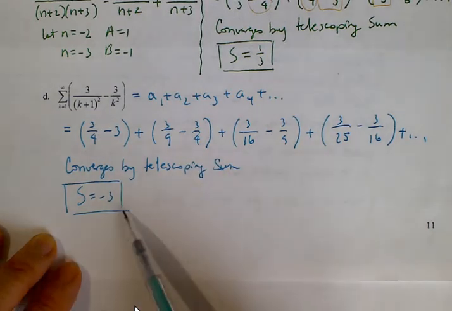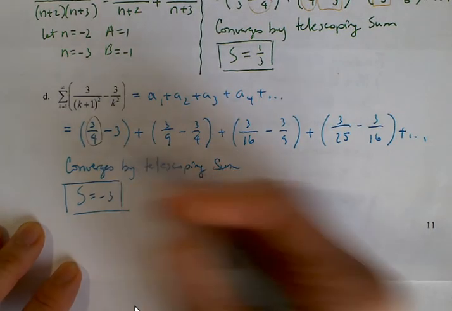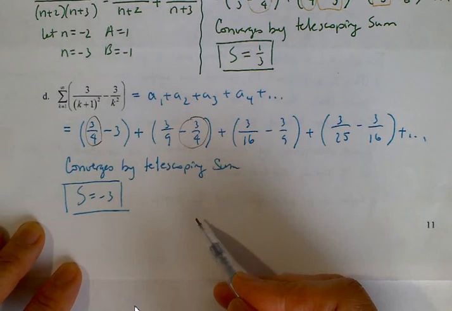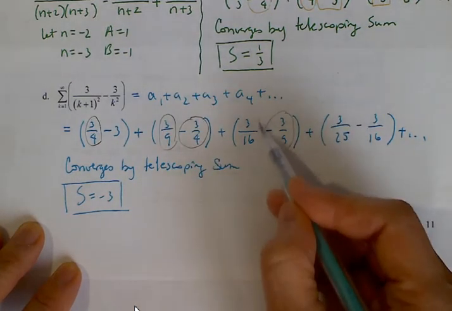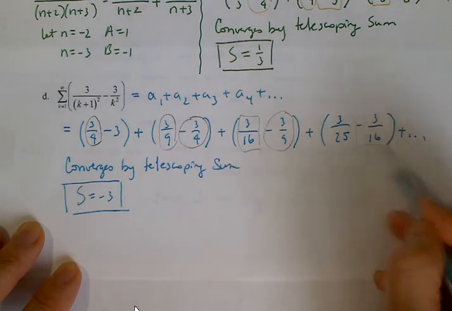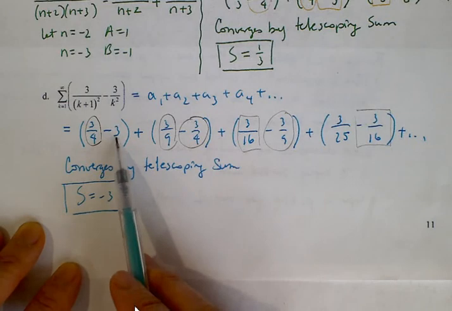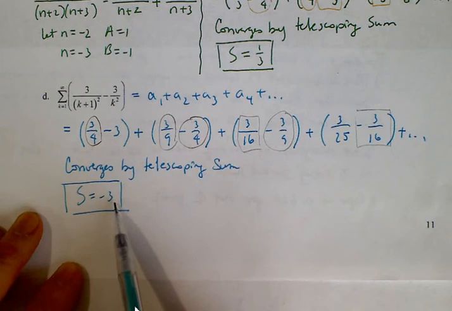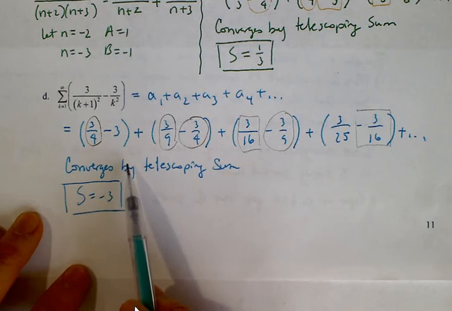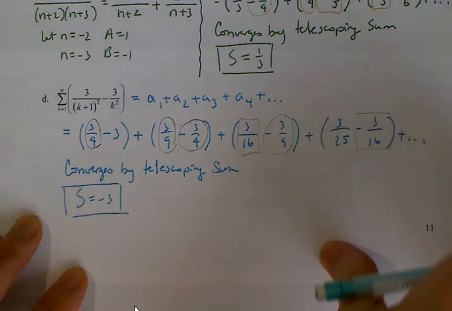And then I can see the ones that are going to cancel are the 3/4 here and the -3/4. And the 3/9 goes with a -3/9. The 3 over 16 goes with a -3 over 16. So all of these are canceling out, and the only one that remains is the -3. So S is equal to -3, right? So you can see that you have to write out at least the first 4 terms to see which ones are eventually going to cancel out. All right, so that's the telescoping sum.